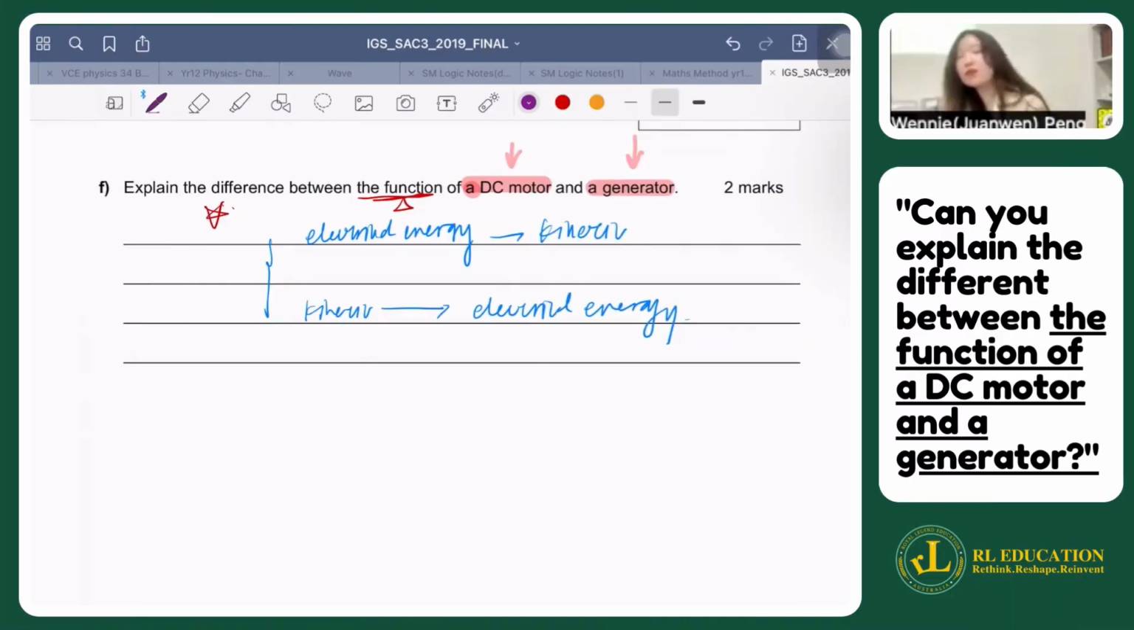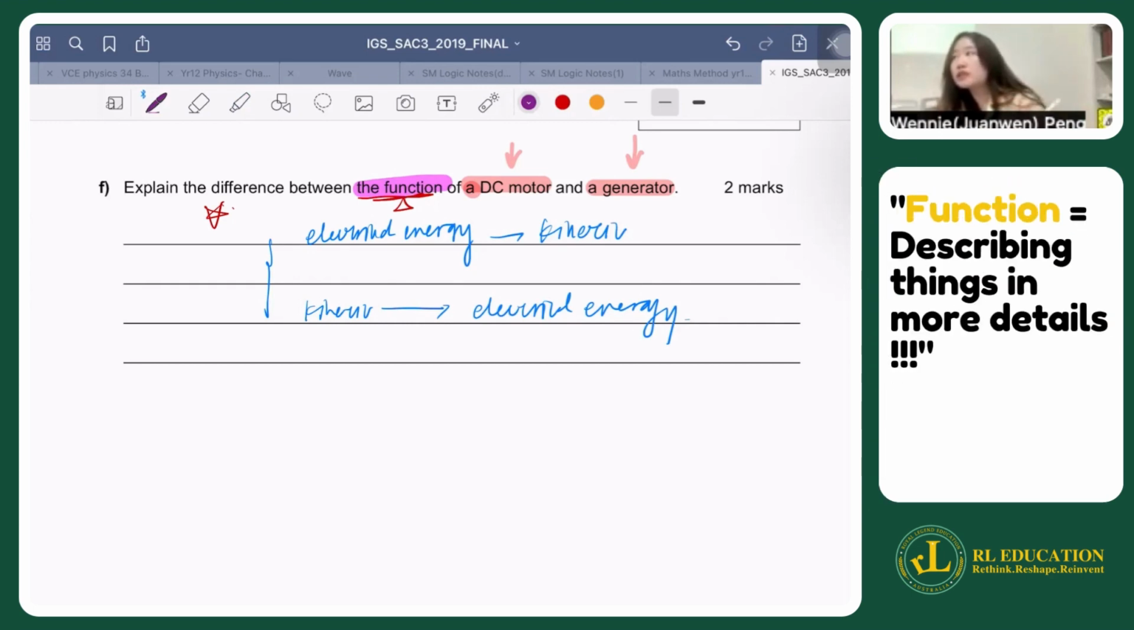Explain the difference between the function of DC motors and generators. Normally, in general, you can say the definition for the motor is electrical energy to kinetic energy, and the generator is kinetic energy to electrical energy. But if the question is related to function, they expect you to describe them in more detail.